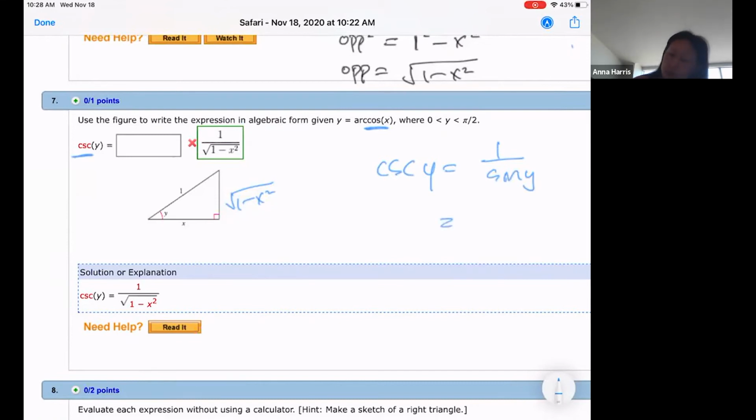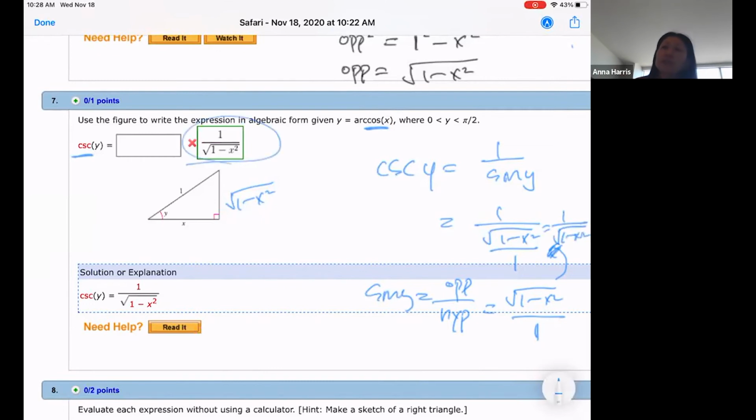Okay, so 1 over sine is 1 minus x squared over 1. Remember, sine y is opposite over hypotenuse, which is opposite is 1 minus x squared, hypotenuse is 1. So that's what I plug in right here. When you do the multiplications, you get 1 over just 1 minus x squared. That's what your answer is.